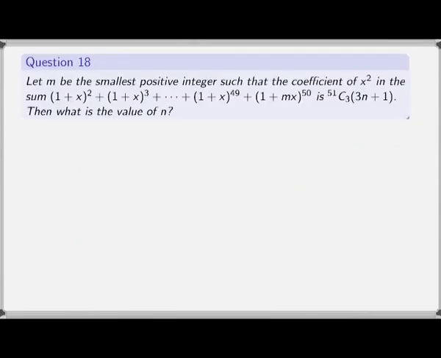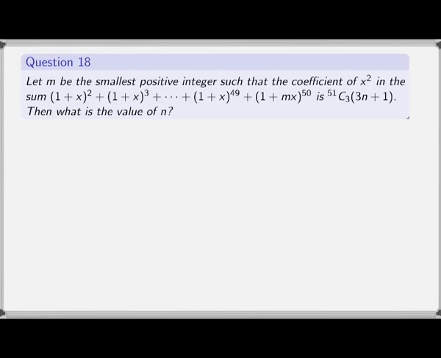In this question we are given m to be the smallest positive integer, so that the coefficient of x square in the sum (1 plus x) whole square plus (1 plus x) whole cube plus so on and so forth (1 plus x) whole to the power 49 plus (1 plus mx) whole to the power 50 is 51C3 into (3n plus 1). We shall find out the value of n.